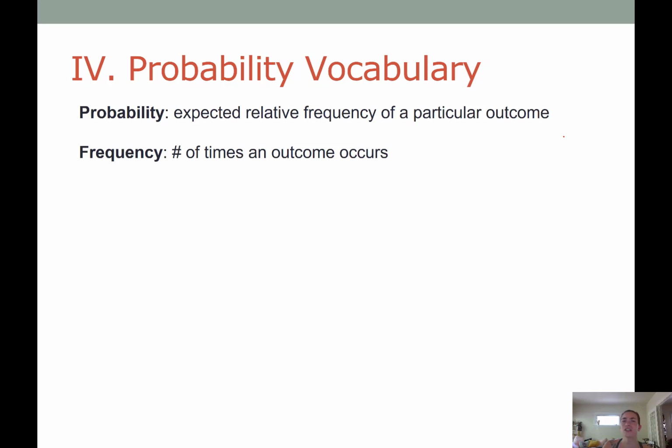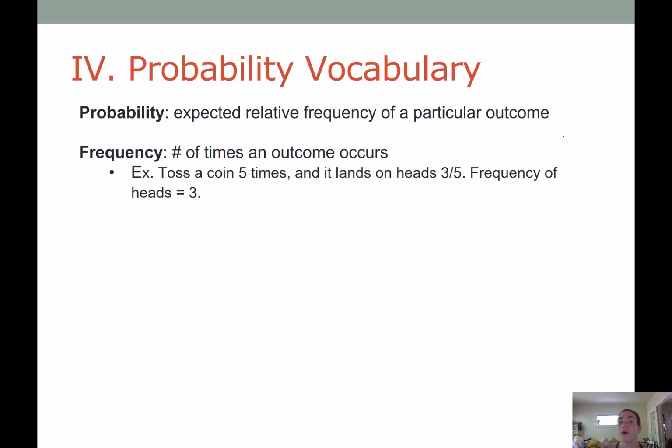So let's just cover some vocabulary that will come up as we use probability. The definition of probability itself is the expected relative frequency of a particular outcome. Breaking that down a little further, frequency can be defined as the number of times a particular outcome occurs. And you know that from when we talked about frequency tables.